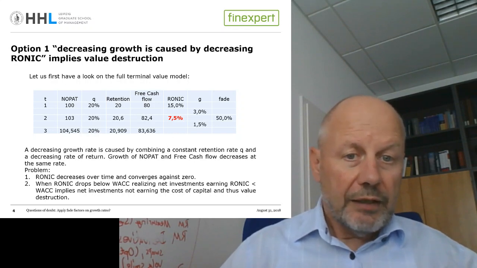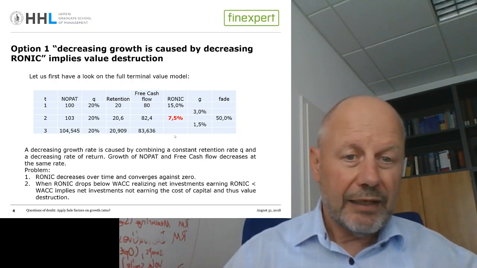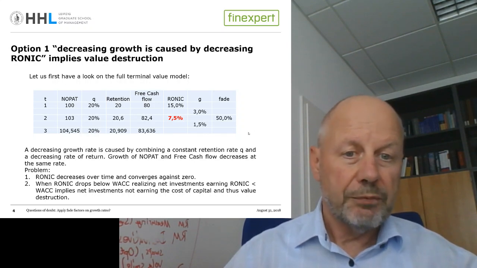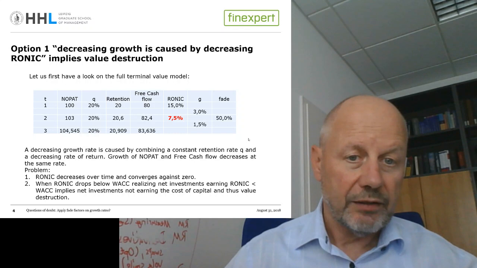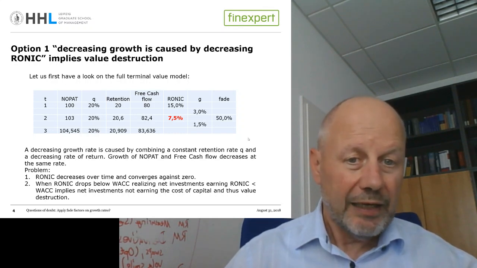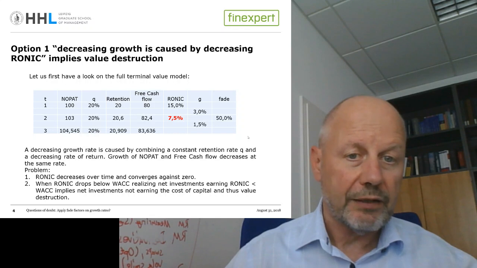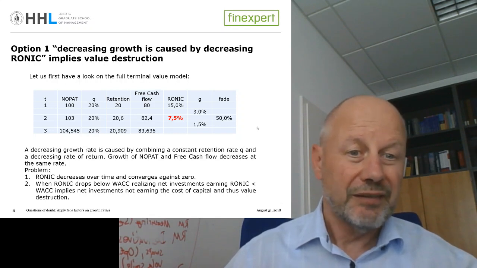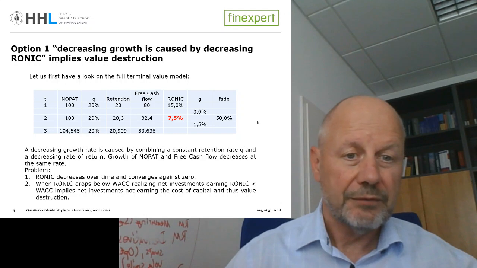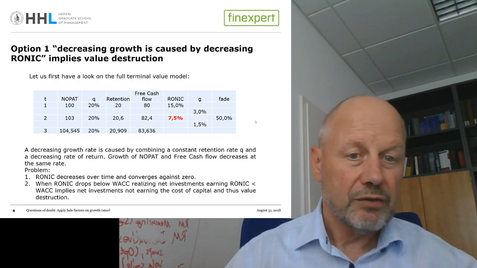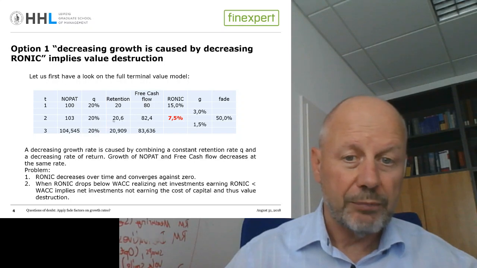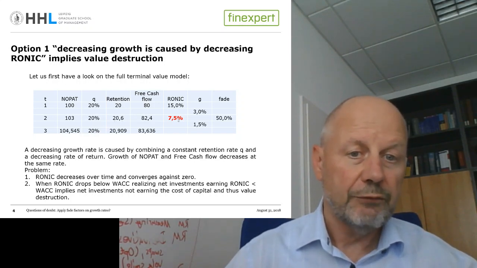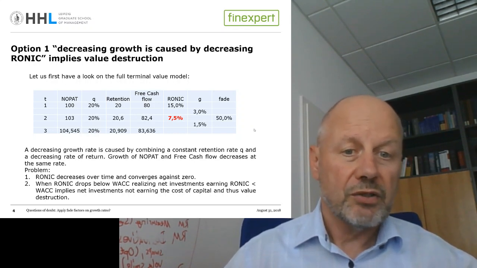Because at some point in time, RONIC, if it declines, must drop below the benchmark of the WACC. So the WACC is the cost of capital. And if the RONIC drops below the WACC, that means that the investment that is then taken and financed out of this retained money is not earning its cost of capital and is value destructive. So if we had a WACC of 10%, then obviously these 20.6 just earning 7.5 is destroying value, this additional investment, because the cost of capital is 10%.